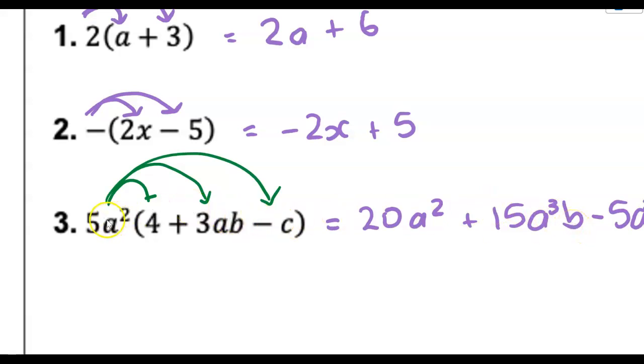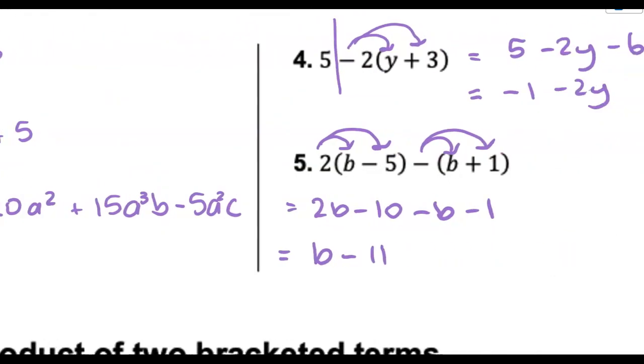Now, when we're multiplying the 5a squared by the last term, it's by minus c. So remember that the sign in front of what we have as a number or a letter plays a very important part in our answer. So 5 times, there's no actual number there, so it would be times minus 1, gives us minus 5. A squared and c, there's nothing else to multiply or add to those powers, so it's going to be a squared c.